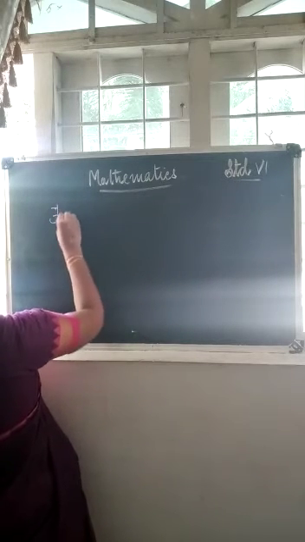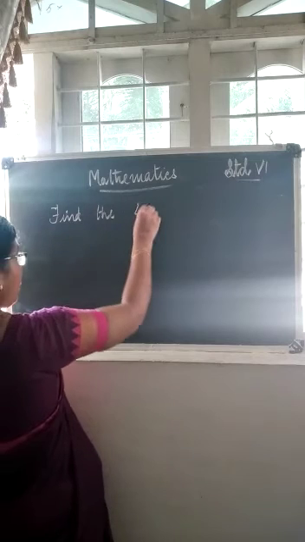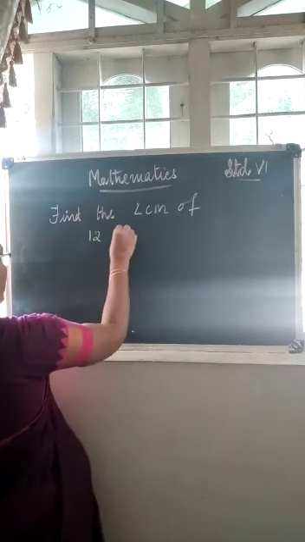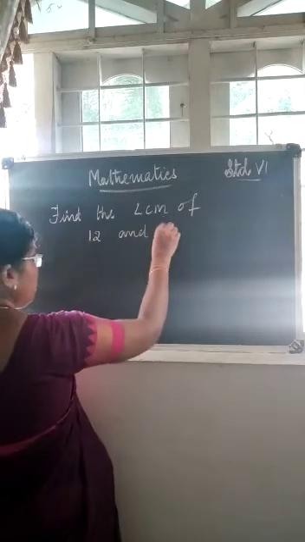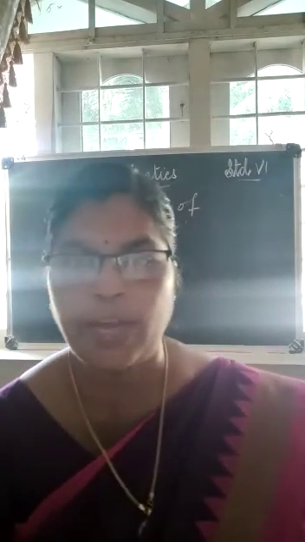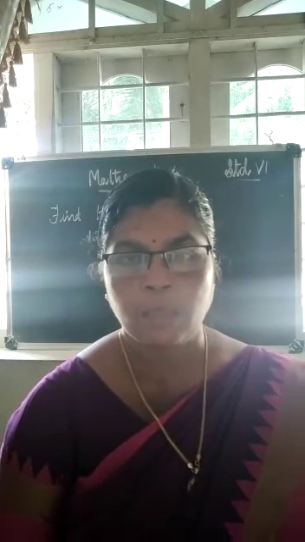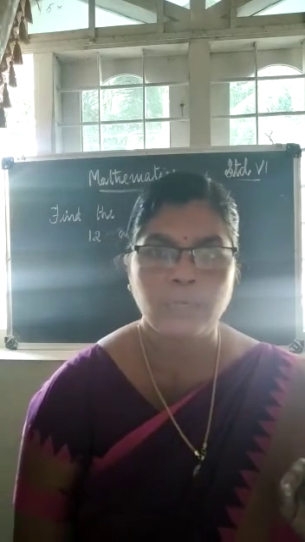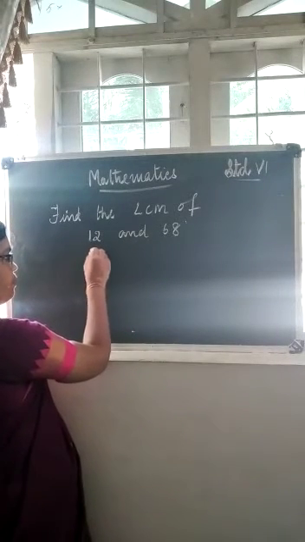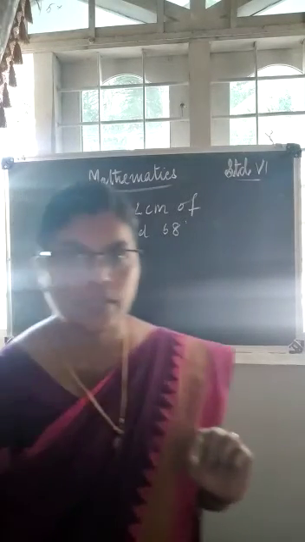Find the LCM of 12 and 68. Find the LCM of 12 and 68 using prime factorization method. Using the prime factorization, find the LCM. Let us write the prime factors of 12. First we have to write the prime factors of 12.